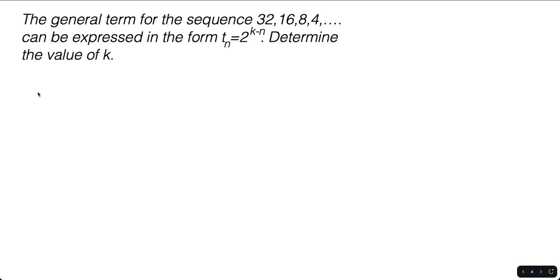Pre-calculus 12. The general term of the sequence 32, 16, 8, 4, continuing, can be expressed in the form Tn equals 2 to the power of k minus n. Determine the value of k.